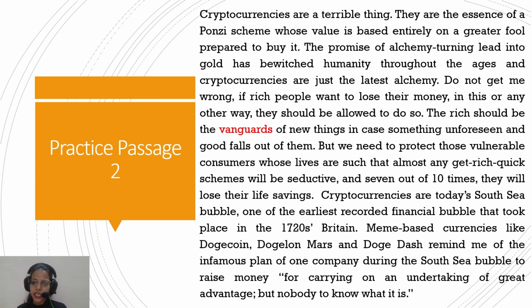The promise of alchemy, turning lead into gold, has bewitched humanity throughout the ages, and cryptocurrencies are just the latest alchemy. So, alchemy is the science of turning any metal into gold. Alchemy was practiced in ancient days. Do not get me wrong, if rich people want to lose their money in this or any other way, they should be allowed to do so.